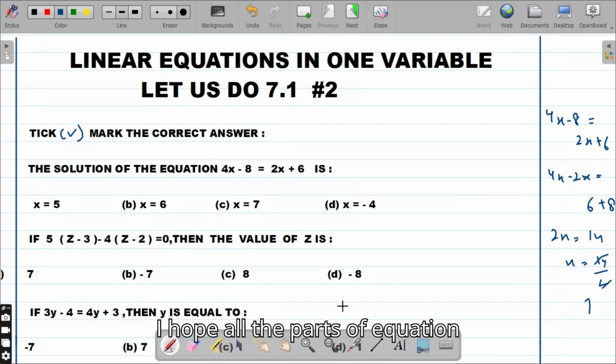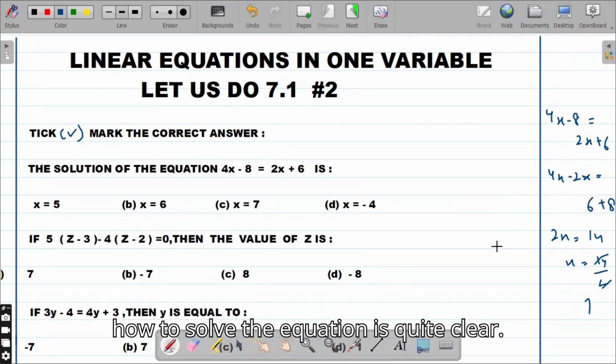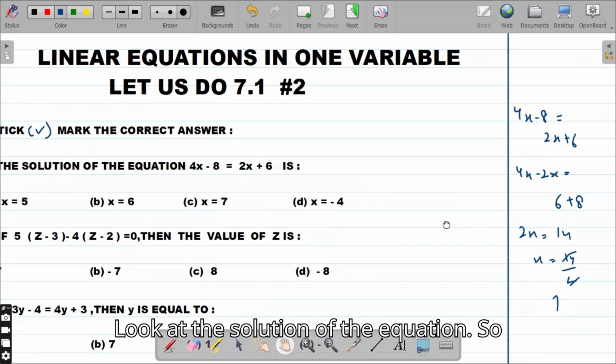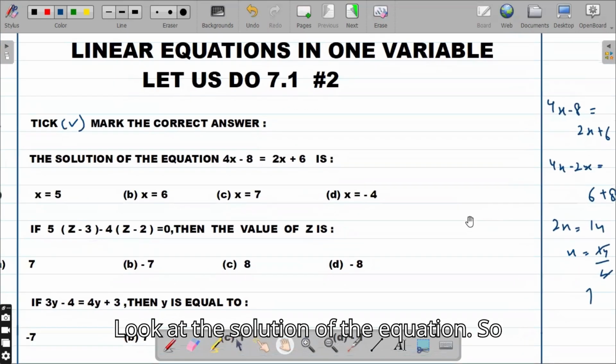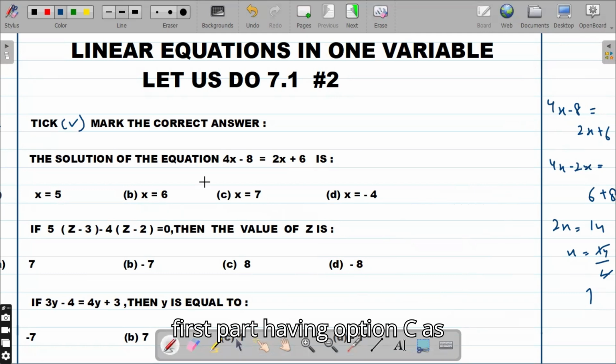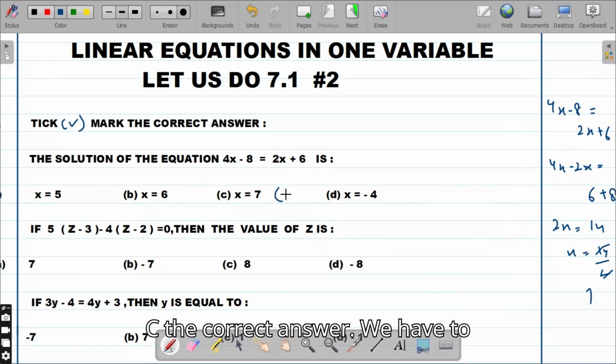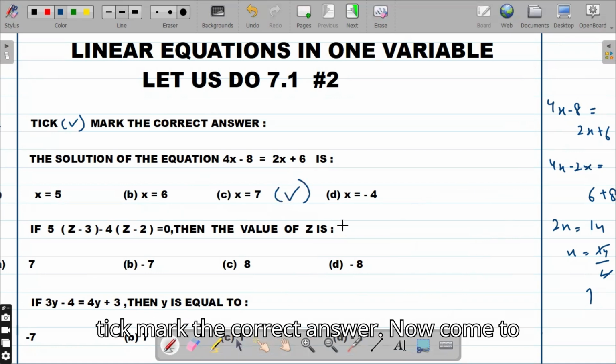I hope how to solve the equation is quite clear. Look at the solution of the equation. So the first part has option C as its answer. So C is the correct answer. We have to tick mark the correct answer. Now come to the second part.